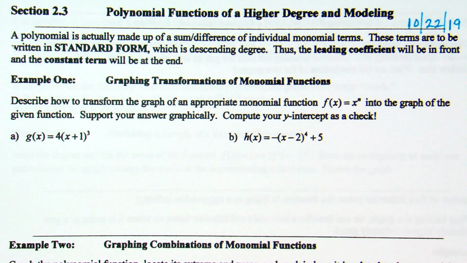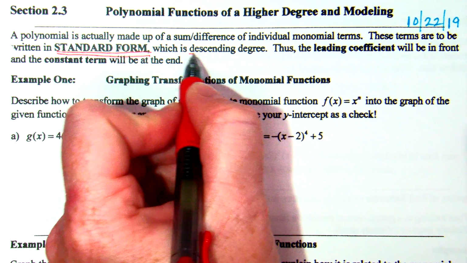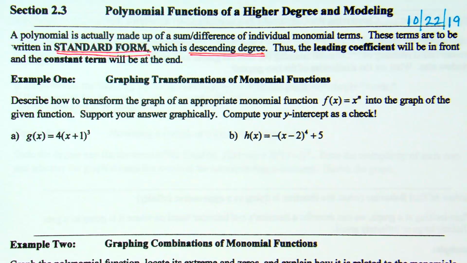So when we talk about polynomials, generally we write them in standard form. And what does standard form mean? Descending degree. What do I mean by descending degree? Yeah, start at that highest power and work our way down, right? Okay, that's typical standard form.